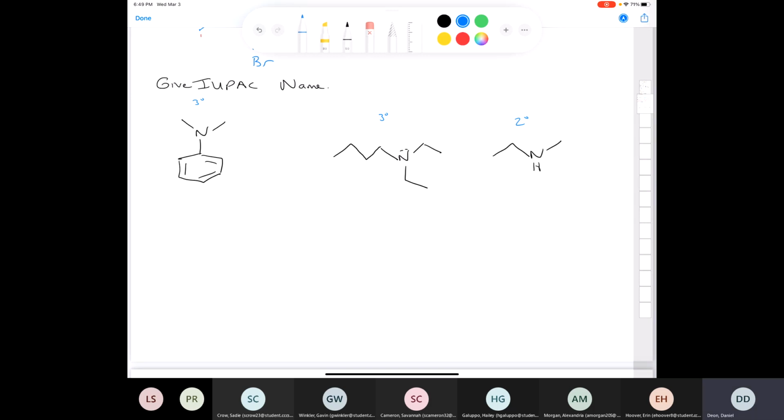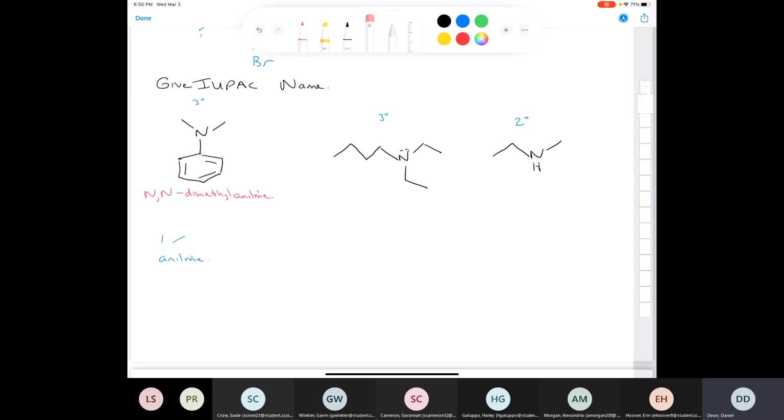All right, let's take a look at the first one. So the first one, the parent here would be an aniline, right? If you have this molecule like this, this is aniline. And so the name of this molecule would be N,N-dimethyl aniline. N,N-dimethyl because you get two methyls on the nitrogen.